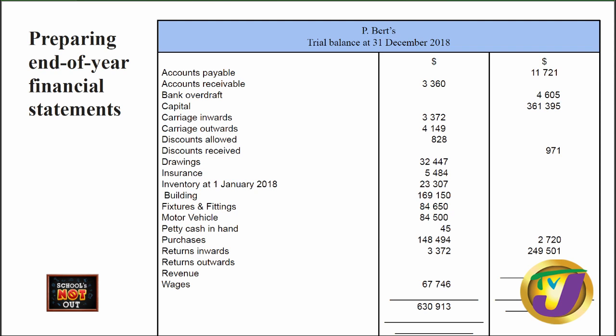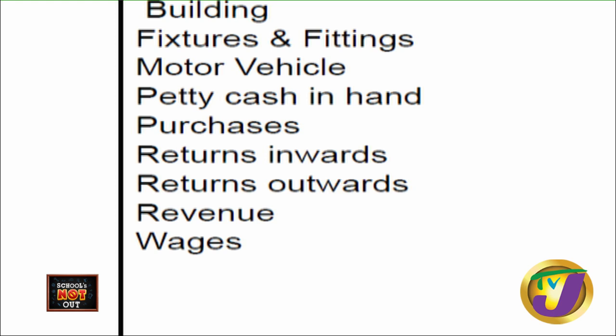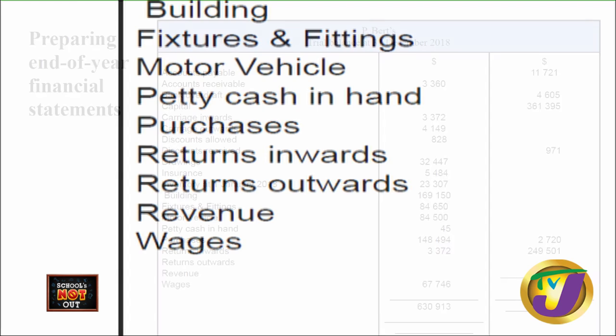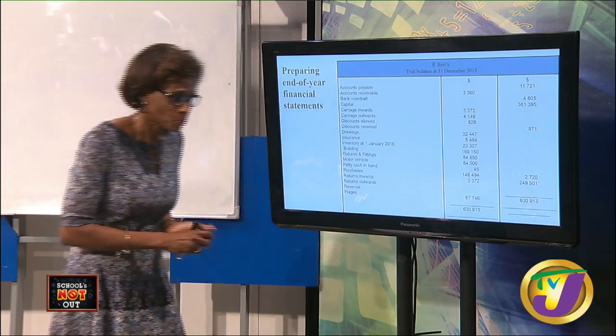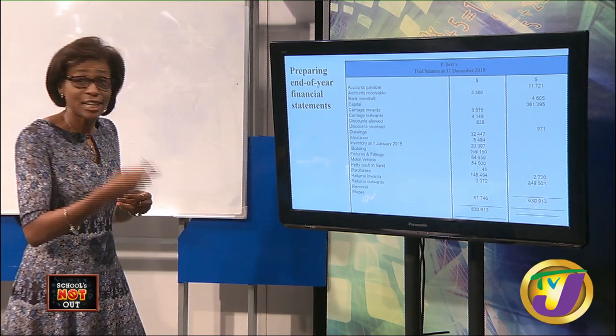We have return inwards, and we remember that return inwards is goods that our debtors purchase from us, and for whatever reason, they send it back to the business. We have return outwards, which is goods that we get from our supplier, and for whatever reason, we return it to them. And we have sales revenue, which is money that we receive from goods that we sell. And wages, which is another expense. Wages, you pay workers. All right? So these are the balances that we're going to be working with today, students, to construct our financial statements.